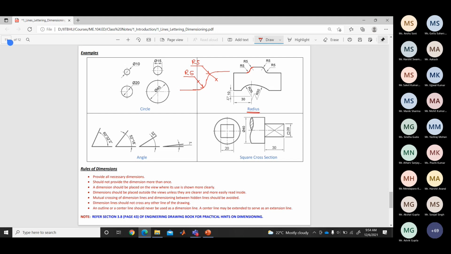Alright. Because from this dimension, it is not clear. If we simply put 20 here, it is difficult to find whether it is square or not. For this, what we do, we put the symbol square. Okay. We put the symbol square, so it is like this, square 20.